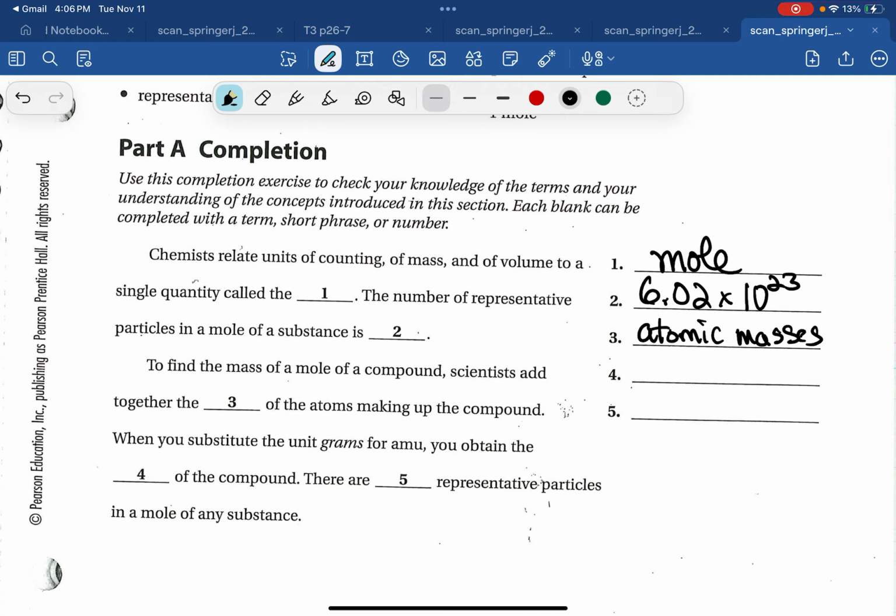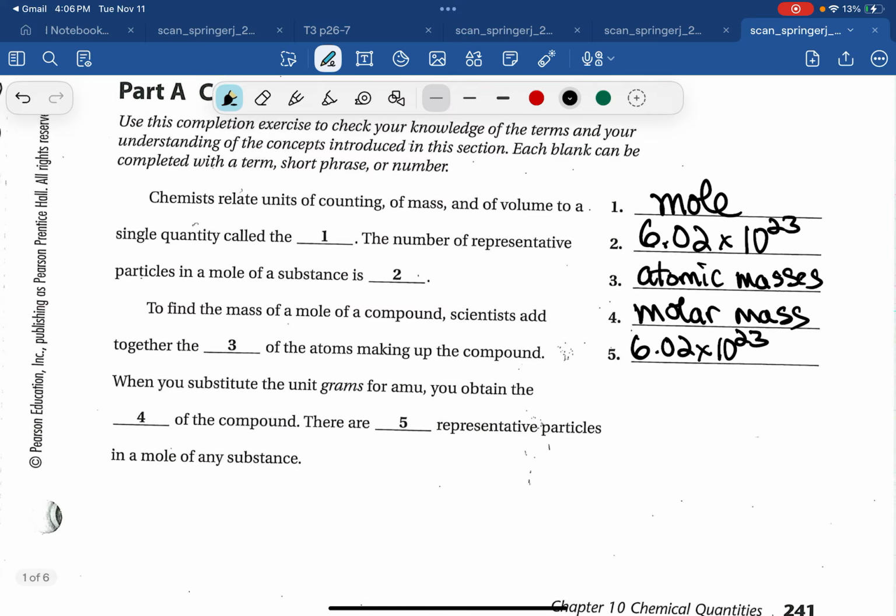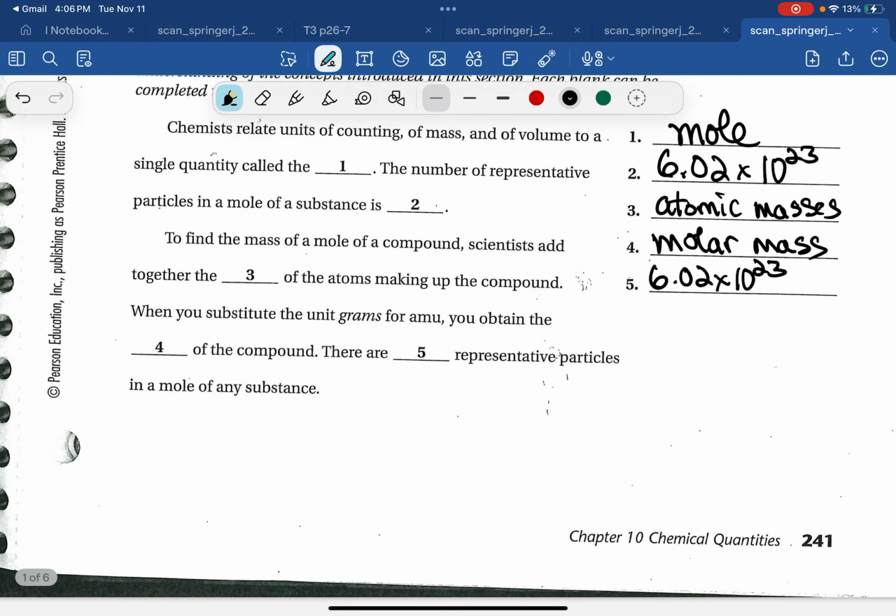When you substitute the unit grams in for AMUs, atomic mass units, you obtain the molar mass of the compound. There are 6.02 times 10 to the 23rd representative particles in a mole of any substance. Again, representative particles could be atoms, ions, molecules, formula units, electrons, whatever. That many of them is a mole.